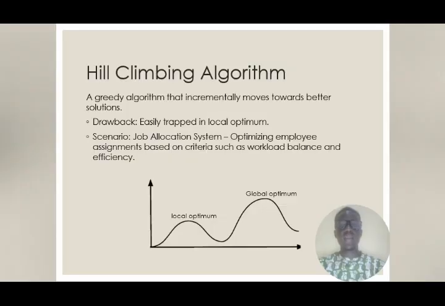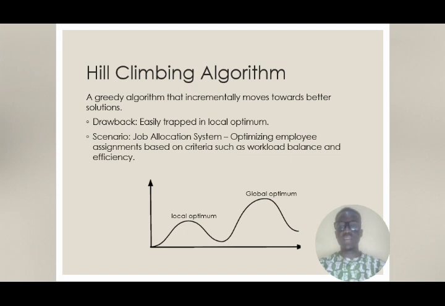The hill climbing algorithm is a greedy algorithm that incrementally moves towards a better solution. It's like when you're climbing a hill, you're trying to reach the top by always moving upwards. Like when you see a top peak, you want to move towards it. In the same way, it searches, always going towards better solutions. And when it finds a better solution, it moves there.